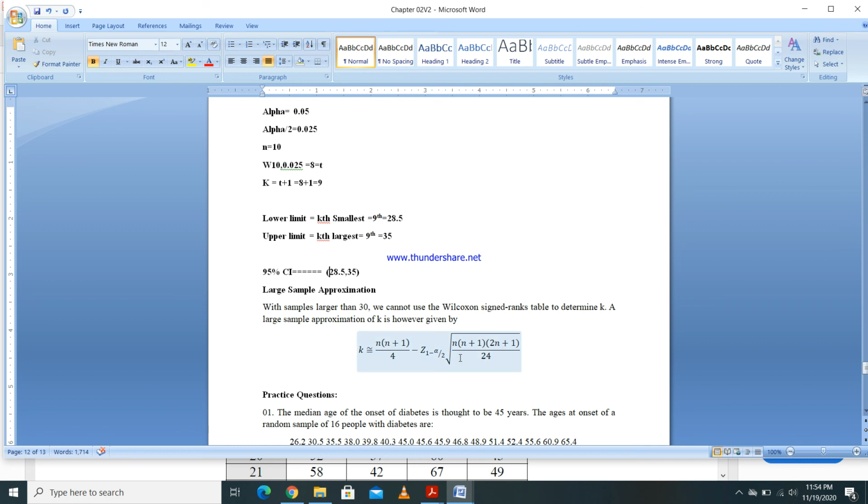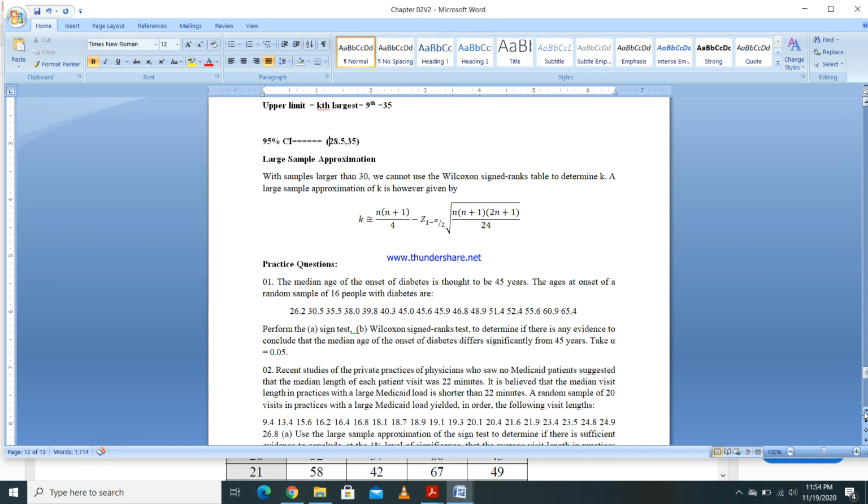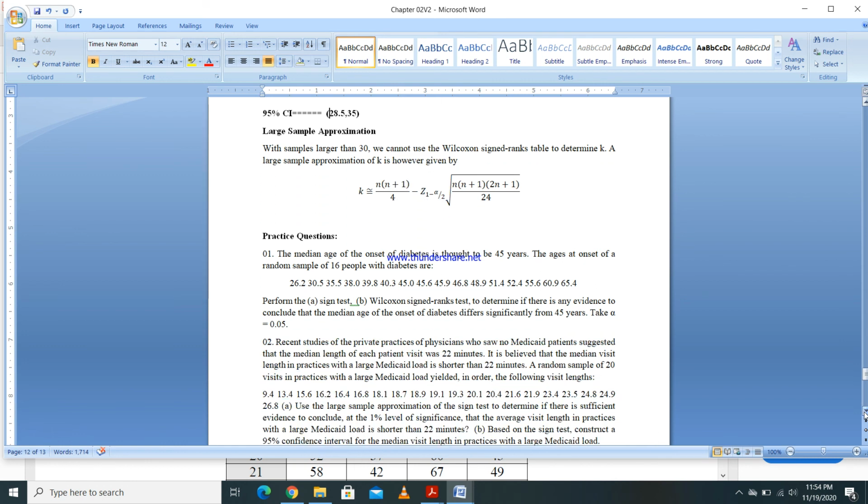So I hope now you know how to use the Wilcoxon test and the sign test accurately based on your scenario, how to calculate the confidence intervals, and how to use the large sample approximations. There are some questions where you can give a try, and let me know if you have any difficulty, then we can discuss.